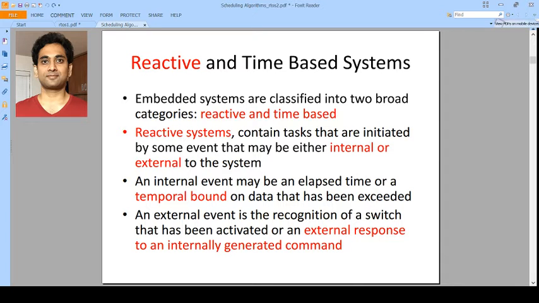So an internal event may be an elapsed time or a time bound on data that has been exceeded. And an external event is the recognition of a switch that has been activated, or an external response to an internally generated command. So the bottom line again is reactive systems are reacting to an event.